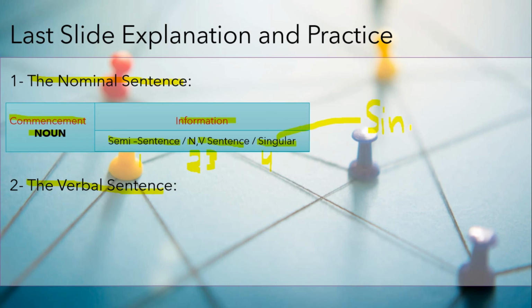We cannot say sentence because it's only a single word. So this is for the nominal sentences. As we expressed before, semi-sentence is the one that has the three types, which is adverb, and then the prepositions.